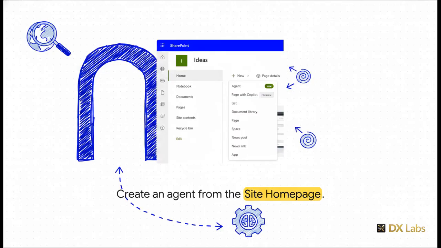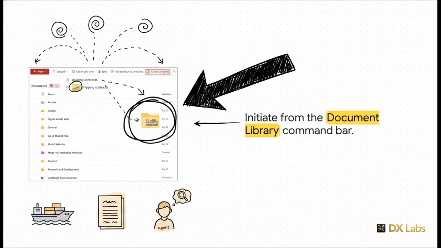Let's look at that very first door, the site homepage. It's honestly the most straightforward path. You simply navigate over to your SharePoint site's homepage, click the New drop-down menu right at the top, and just select Agent. Boom! You've kicked off the process, and by default, your agent uses the entire site as its knowledge base.